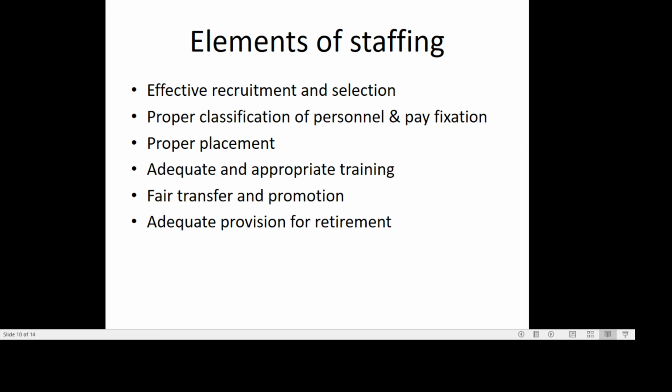That is, catching the interest of the prospective candidates, making them inclined to apply for a job. And also, once the candidate has applied for a job, they need to be selected.